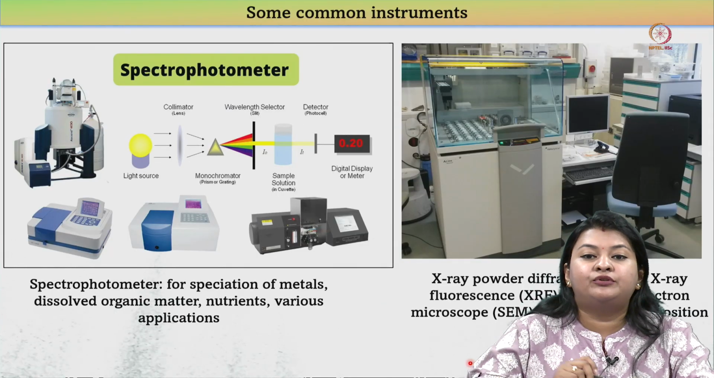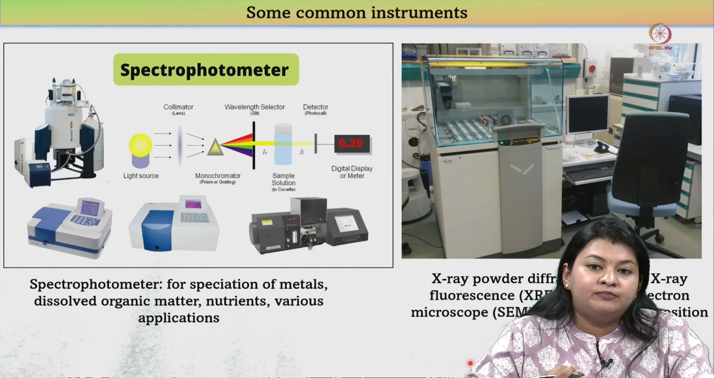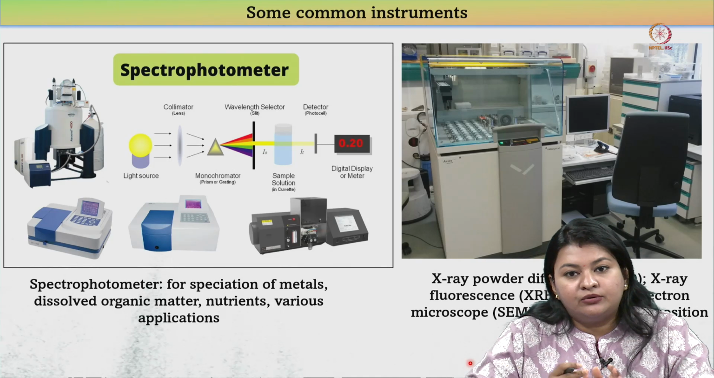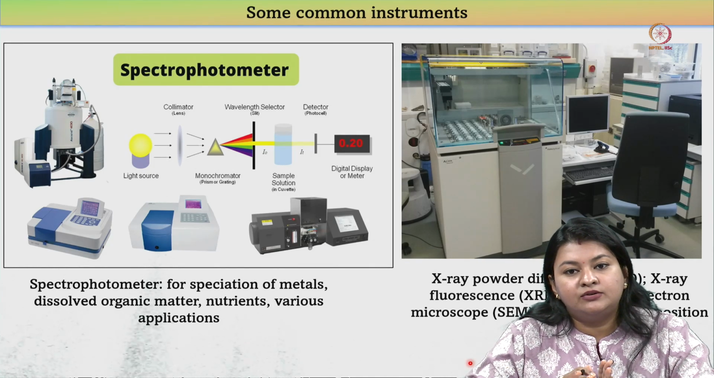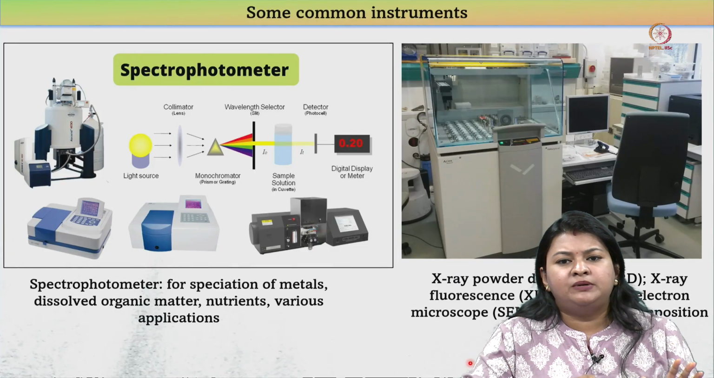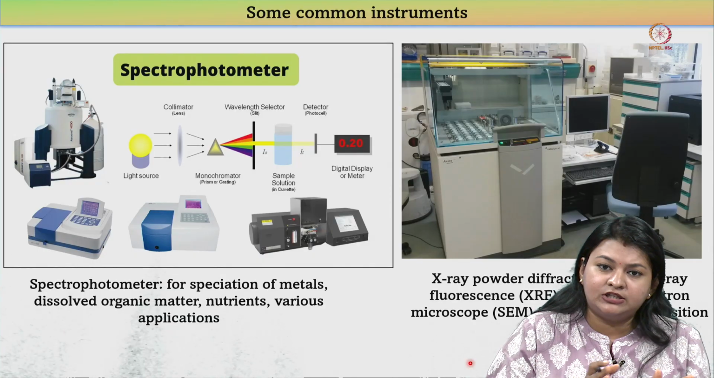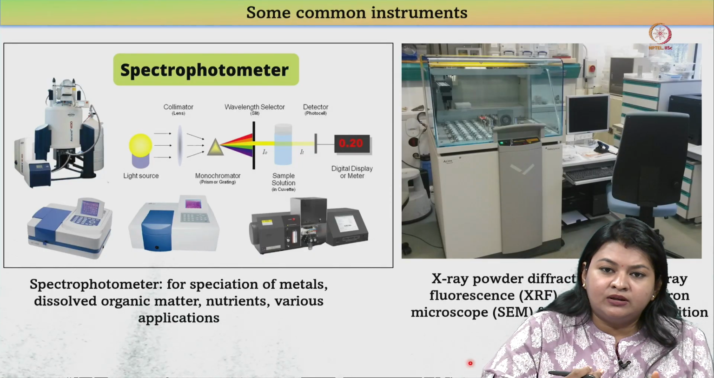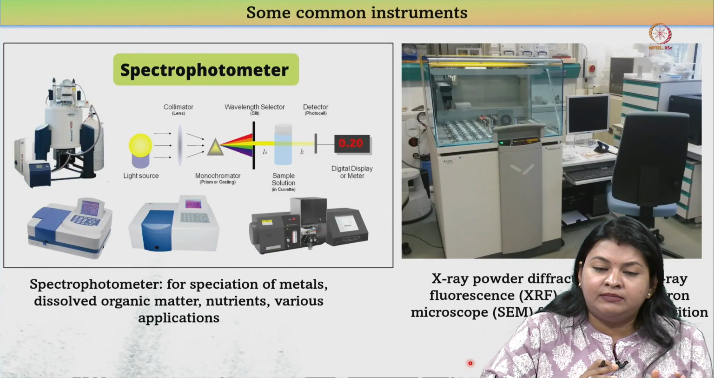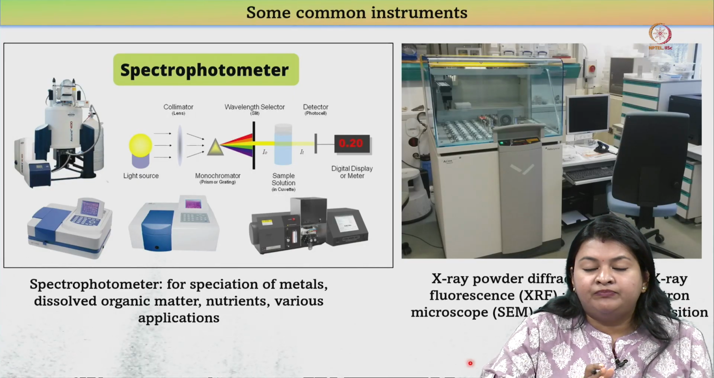Then the spectrophotometer. Whenever you are going to analyze something which has a colorimetric method, you are going to use this instrument called a spectrophotometer. Now, spectrophotometers are of different kinds and different ranges, because it is using wavelengths. It can vary from the infrared to the UV range.